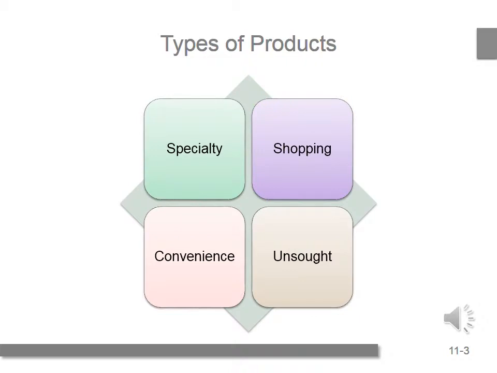Consumer products are products and services used by people for their personal use. Marketers further classify these products by the way they are used and purchased. Thus, products can be classified as specialty, shopping, convenience, and unsought. Unsought products are products that consumers do not regularly think of buying or do not know about.